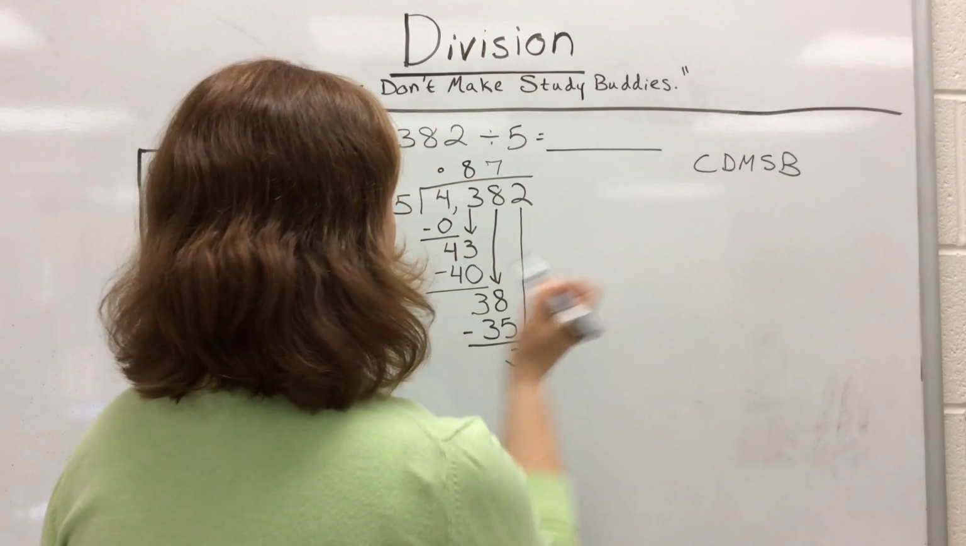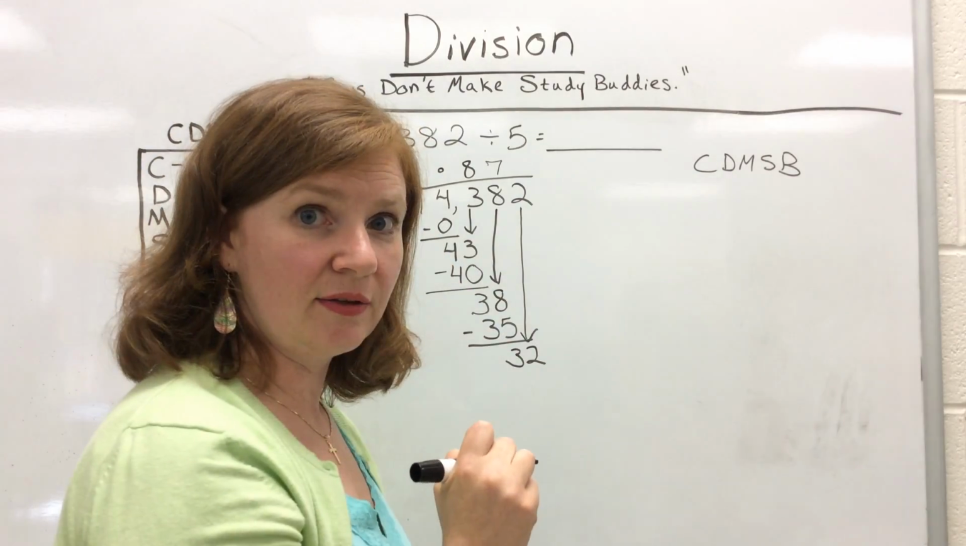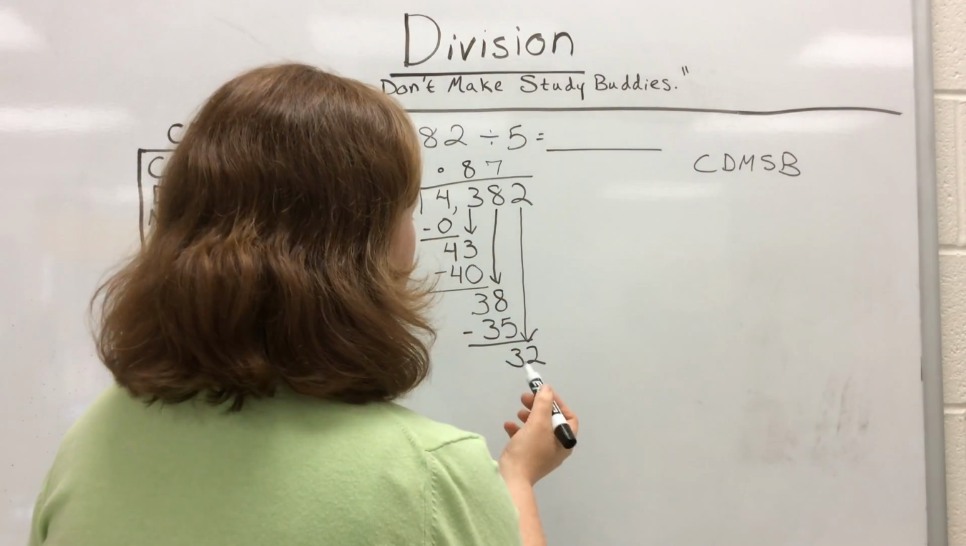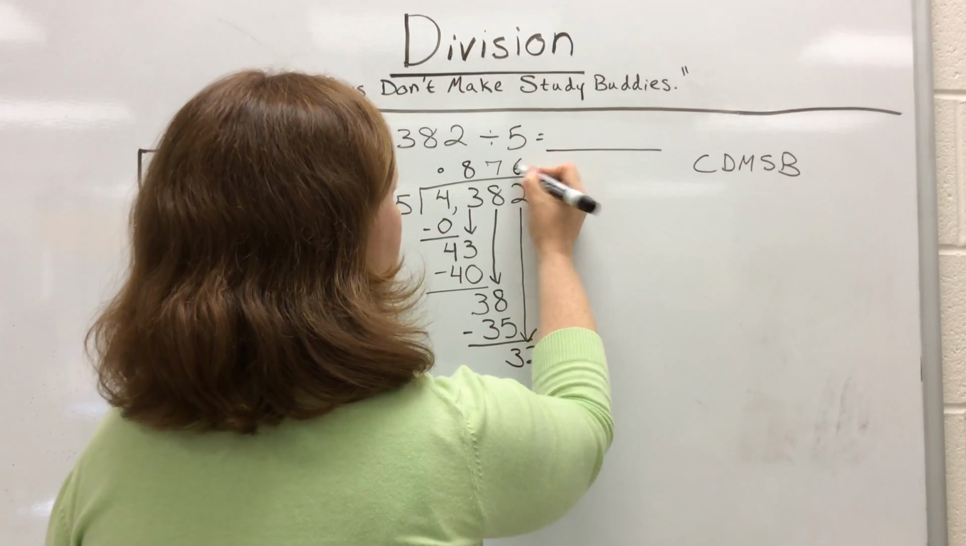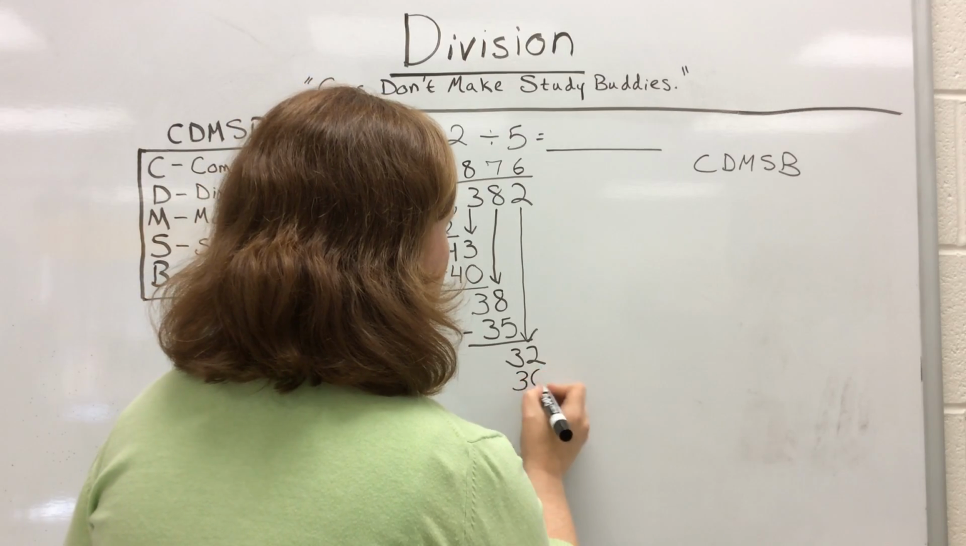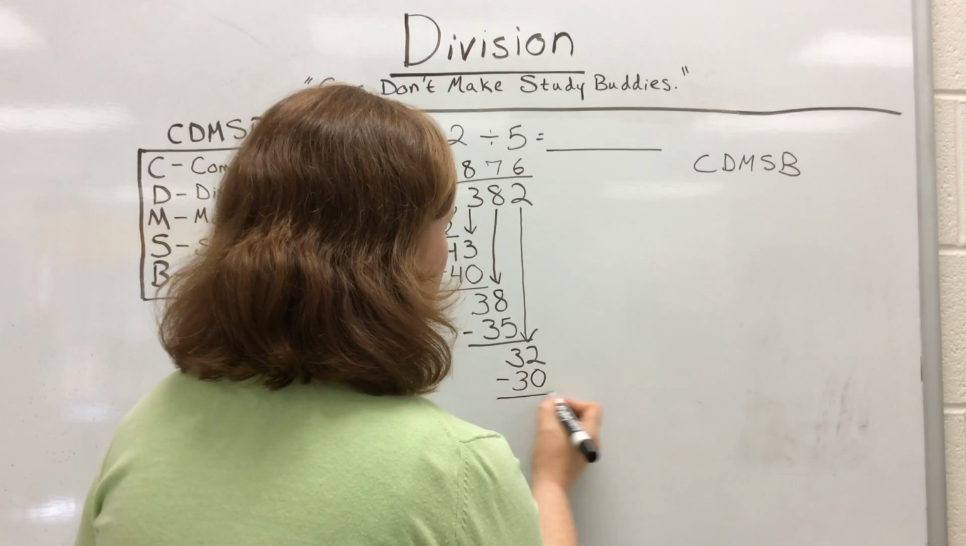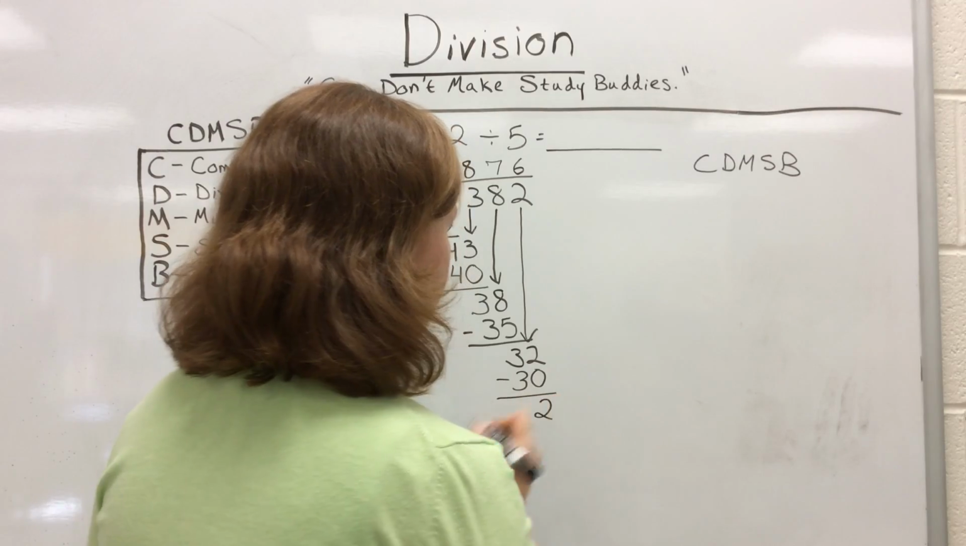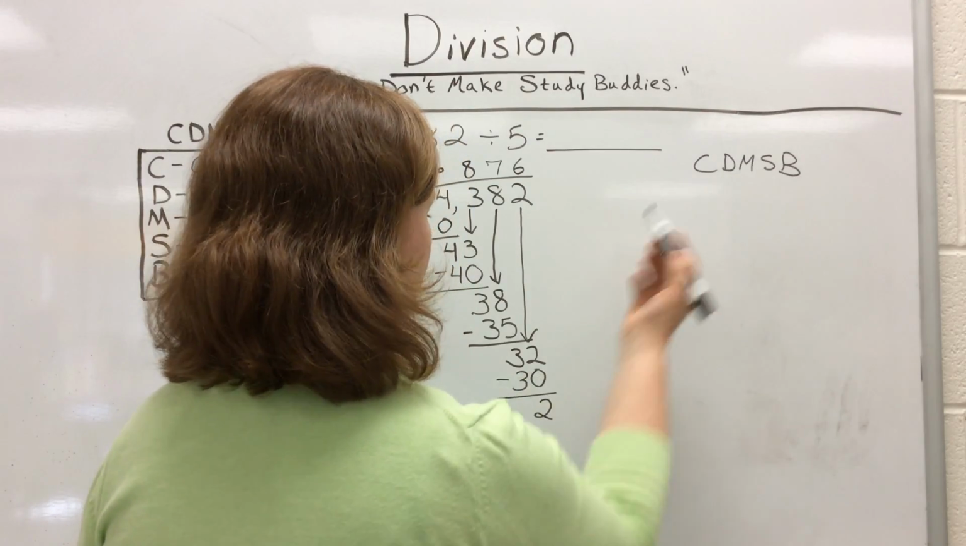And go back to the beginning. Compare. 5 does fit into 32. 5 fits into 32 6 times without going over. 6 times 5 is 30. And 32 minus 30 is 2. Next step is bring down.